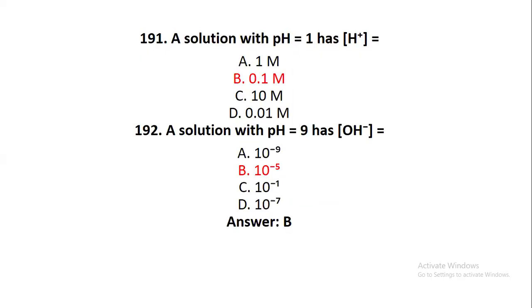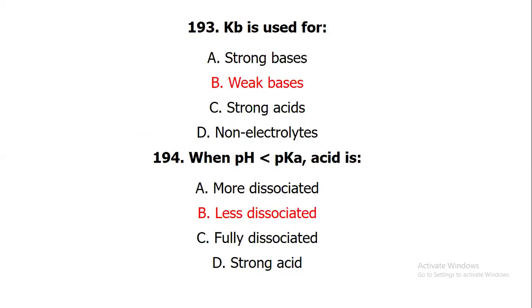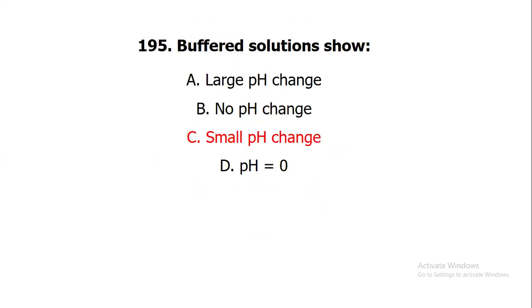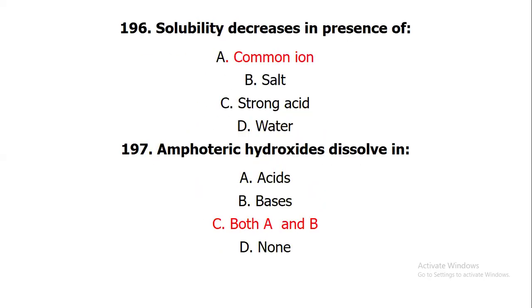A solution with pH equal to 1 has H plus equal to 0.1 molarity. A solution with pH equal to 9 has hydroxide 10 to the power minus 5. Kb is used for weak base. When pH is less than pK, less dissociated. Buffer solution shows small pH change. Solubility decreases in presence of common ion.